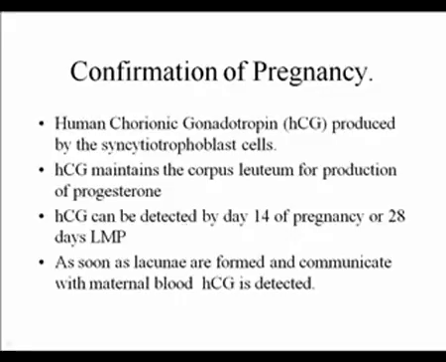HCG can be detected in a pregnancy test by about day 14 of pregnancy, or at about 28 days after the beginning of the woman's last menstrual period. As soon as lacunae are formed and the blood supply of the mother communicates with the placenta, then HCG can be detected.